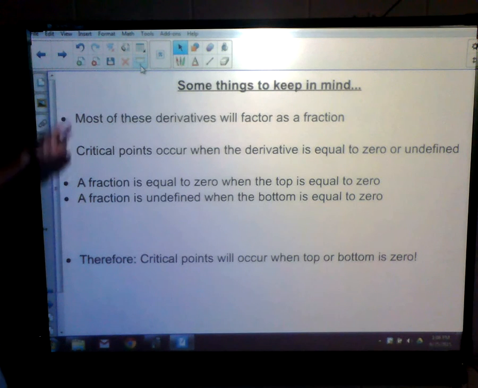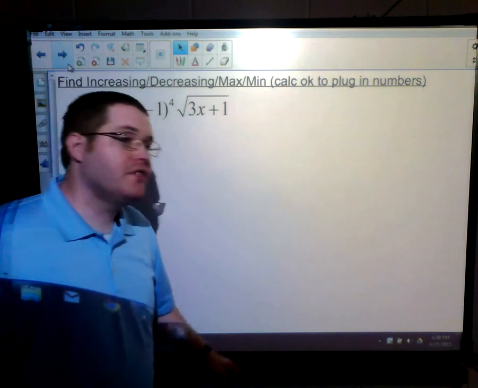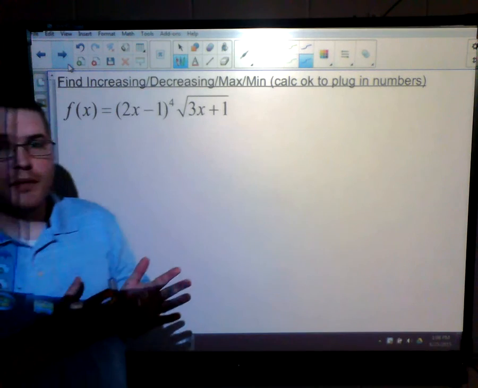I only have one example for you, but it's long, so let's try this. We're going to find all increasing, decreasing, and our extrema, the max and the mins. I'm going to let you use a calculator to plug in numbers to check. I've already done it ahead of time, so I'll tell you what number I used, and you can check it on your own. So I need to set the derivative equal to 0. That's how I find a max or min.